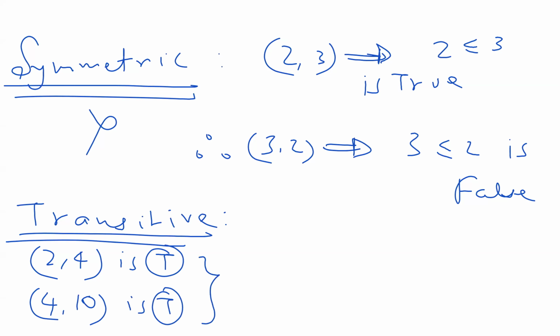Does it imply 2 comma 10 to be true? Is it true or false? Hey, tell me guys, come on. Is it true or false? 2 comma 10 implies what? 2 less than or equal to 10. Is it true? Yes, it is true. Therefore, it is transitive.